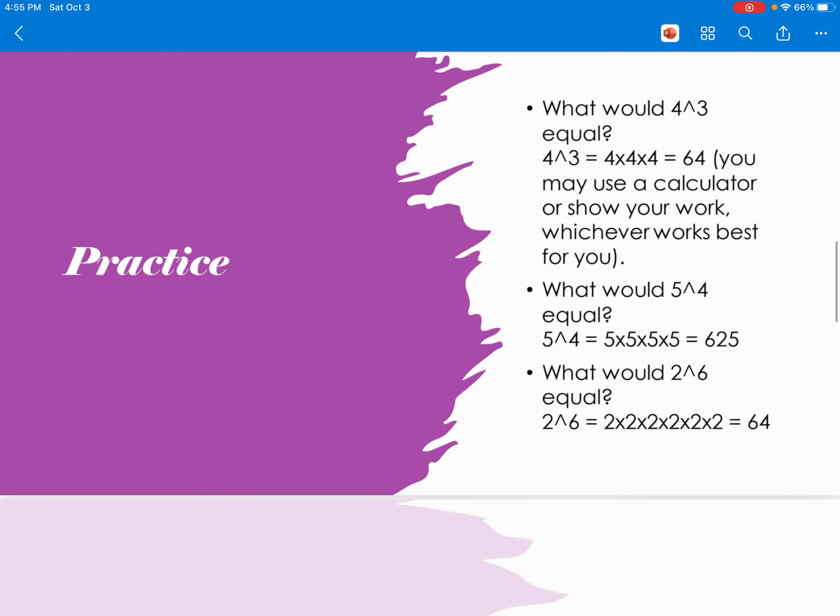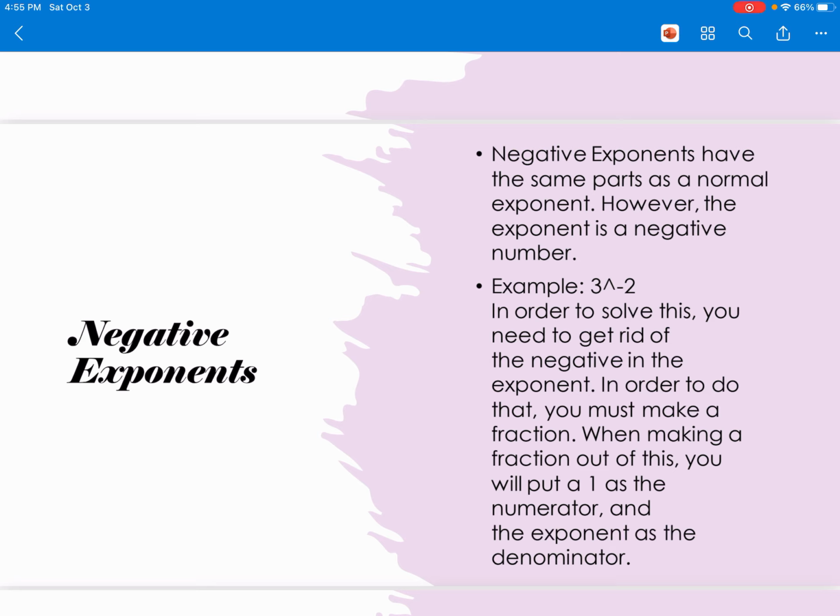Now there's another type of exponent, which is negative exponents. A negative exponent has the same parts as a normal exponent. However, in a negative exponent, the exponent is a negative number. Let's keep the same example, 3 to the second, except this time it's 3 to the negative second. So it's 3 to the negative 2.